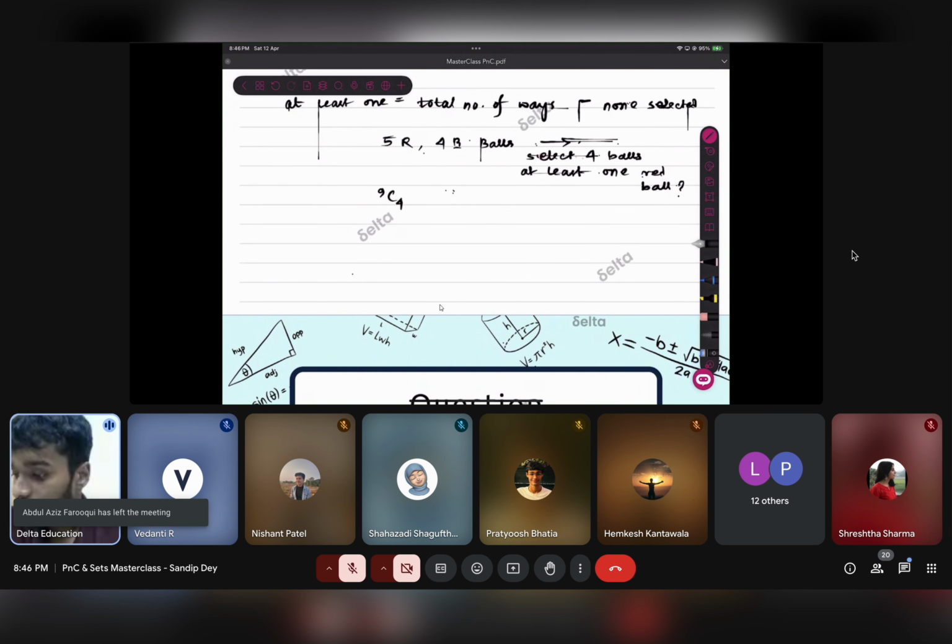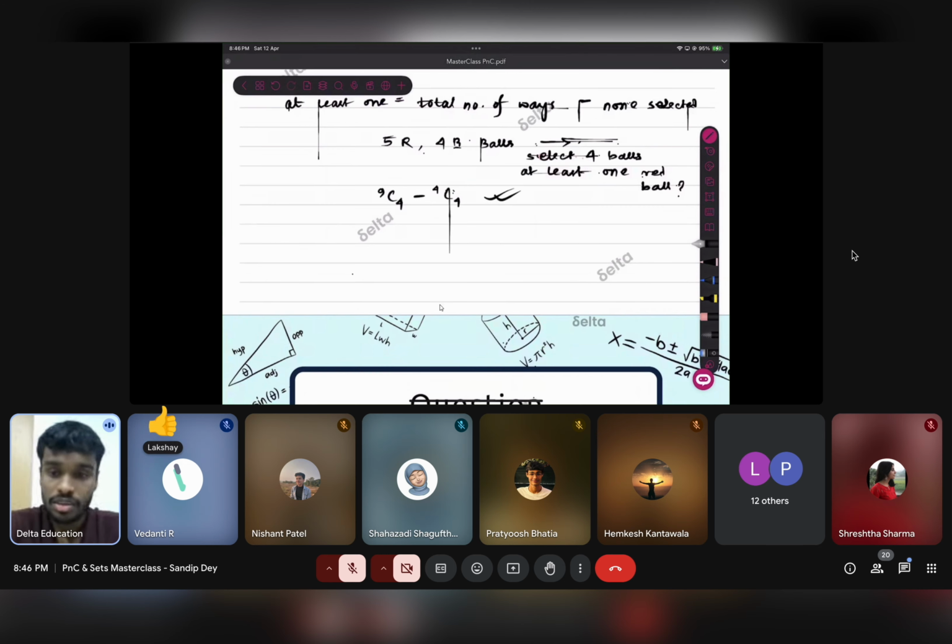So in which case am I not selecting any red ball? That is when I am selecting all the blue balls. So I am selecting 4 balls out of those 4 blue balls. If I just calculate this, it will be my answer. And you don't have to calculate the different cases, so it will be easy, and it will optimize your time. So if you get more time, you can solve more questions.